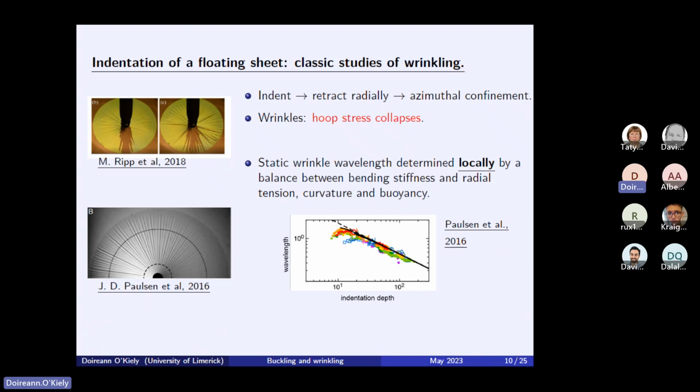The overall takeaway is that you have some wrinkle wavelength once everything is static, which is determined by a balance between the bending stiffness of the sheet and the buoyancy and other stiffness-like effects, like tension and curvature. What you see both in theory and experimentally is that as you increase the indentation depth, so the more you poke your sheet, the smaller the wavelength gets. You poke more, you get finer wrinkles.